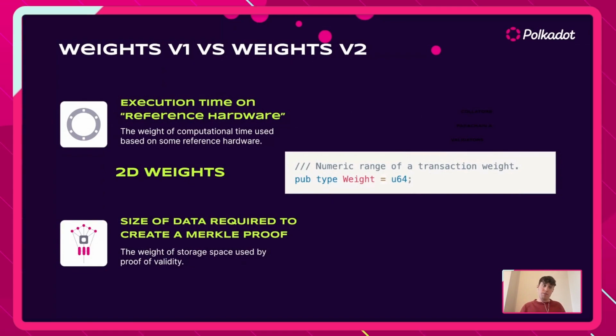So comparing weights v1 to v2: weights v1 was very good for solo chains, because we had this way of measuring the computational time used, based on some reference hardware. This is the code that we have, the type Weight that is basically a u64. And now we have added a second weight, so it's now a two-dimension weight, and we have added the weight of storage space used by the proof of validity. That is much better to measure in parachains.